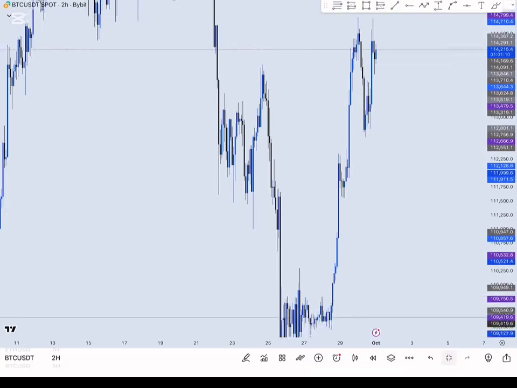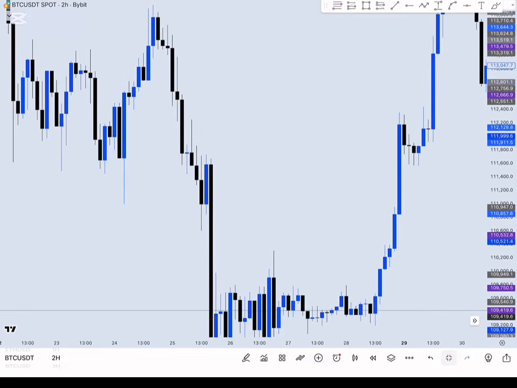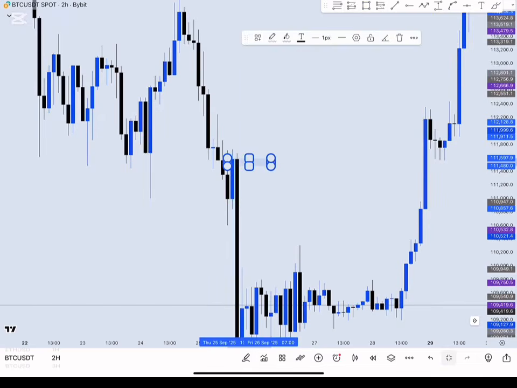Alright. So right here now, what do we have here? We have this breaker block here. We have this other block here. This is an order block, right, that we're expecting the market to do what?